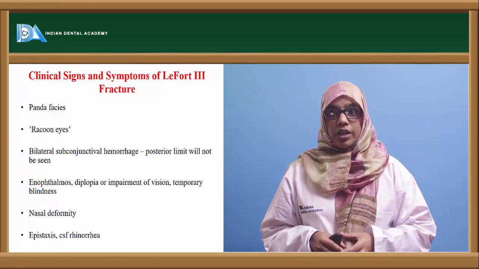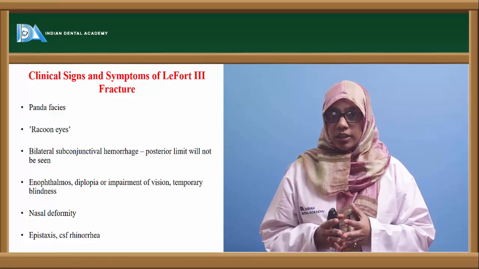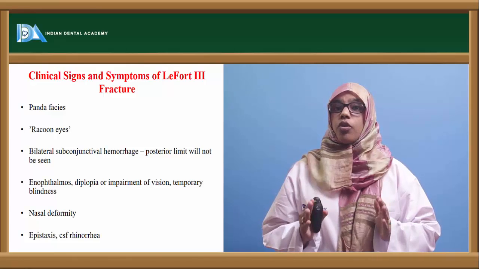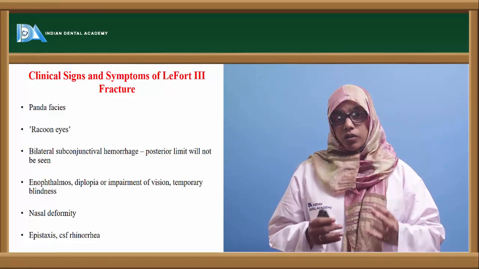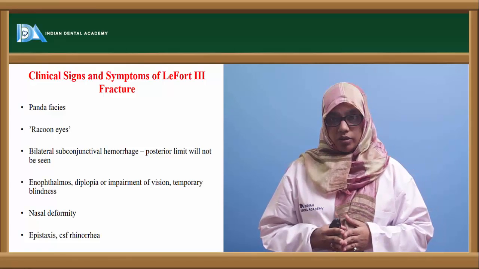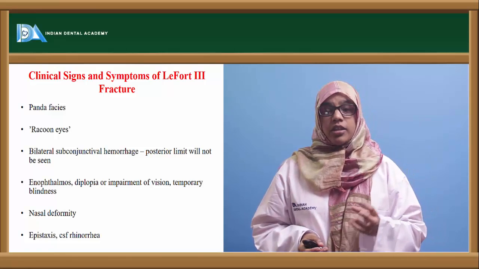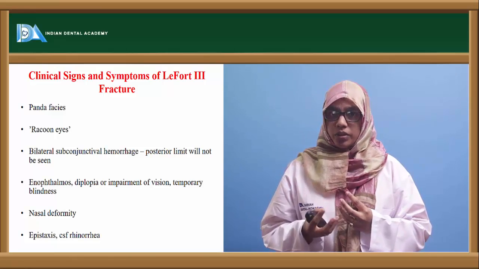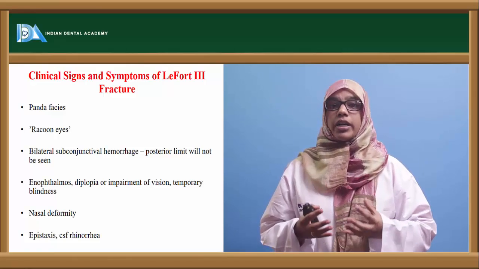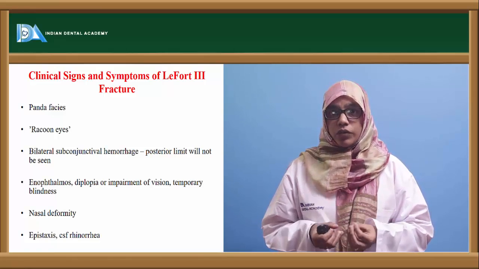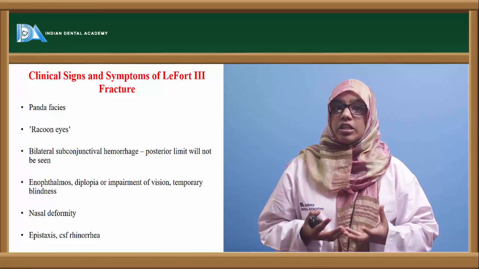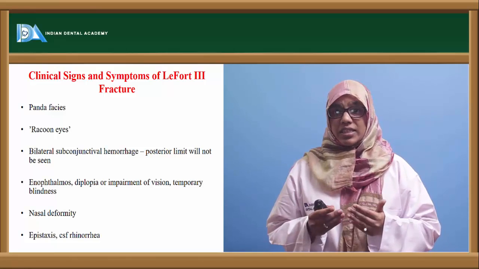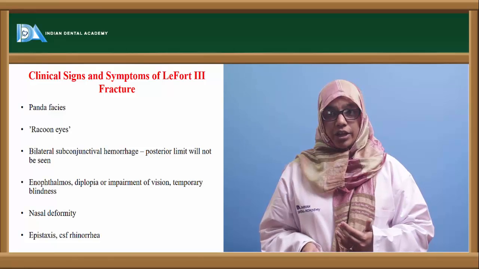Bilateral subconjunctival hemorrhage wherein the posterior limit is not seen. In this case, the posterior limit is not visible because there is fracture of the lateral wall of the orbit. That's the reason why there is a lot of bleeding and you cannot see the posterior limit of the hemorrhage. There will be enophthalmos, diplopia and blurred vision. All these kinds of optic deformity are there because the orbital wall is fractured. The content of the orbit is changed. The content is either increased or decreased and the framework is disrupted, resulting in enophthalmos and diplopia. There is nasal deformity, epistaxis, and CSF rhinorrhea.